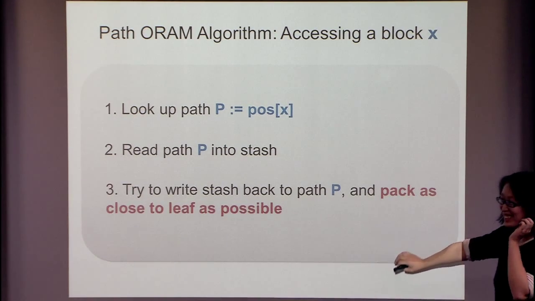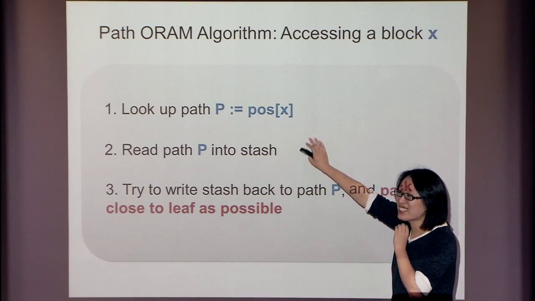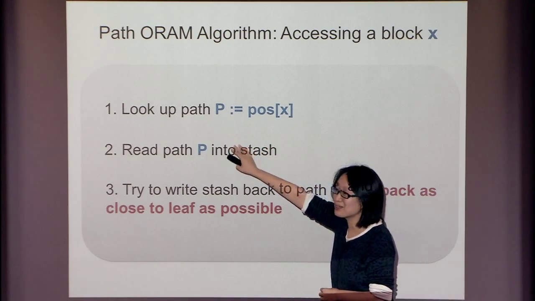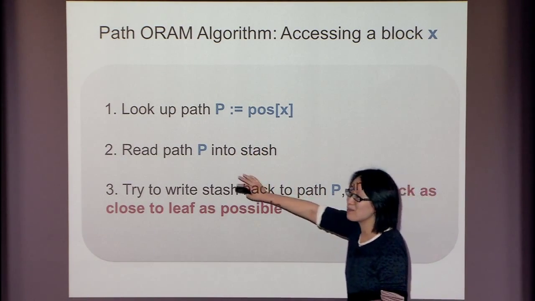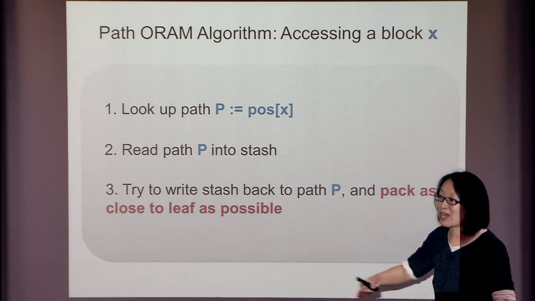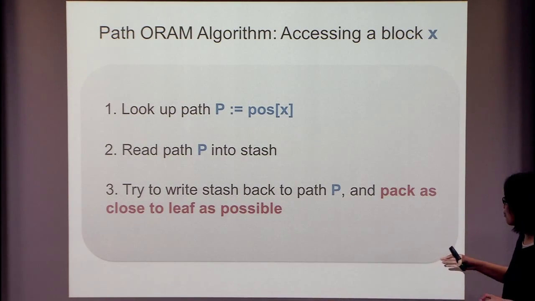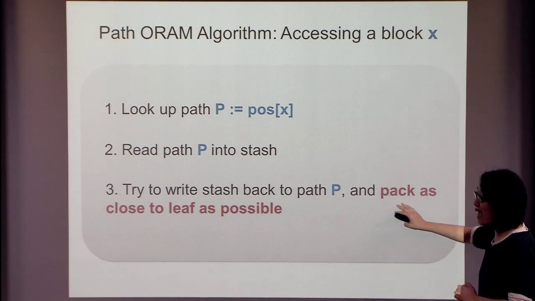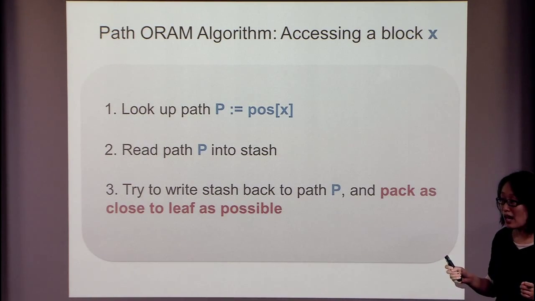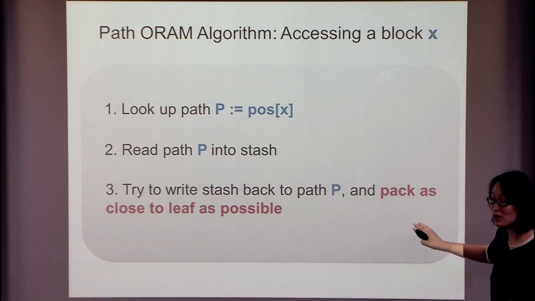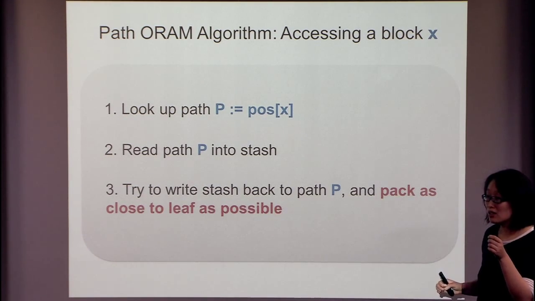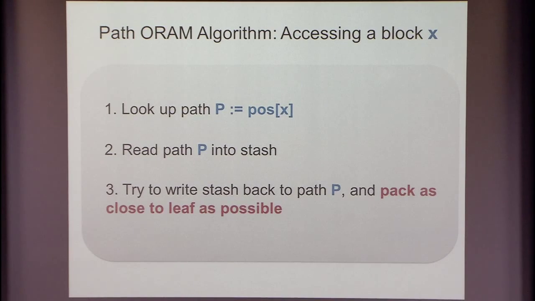Number 1, you look up the path of block X, and let's call this path P. Number 2, you read the path P into your stash. And number 3, you try to write the stash back to the same path. What is key here is you try to pack these blocks as close to the leaf as possible. And this has to respect the invariant. Remember, not every block can go into the leaf, depending on where the block is assigned.